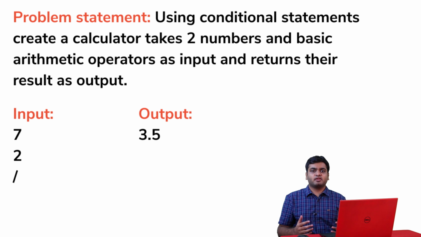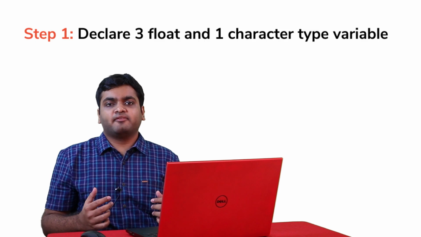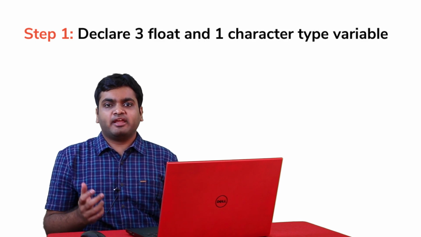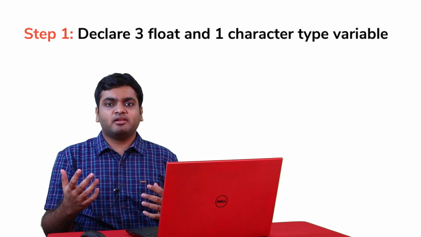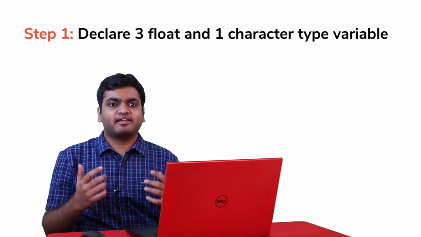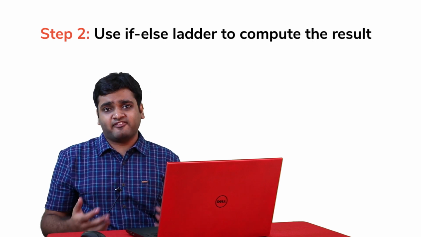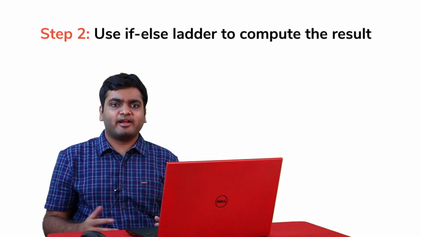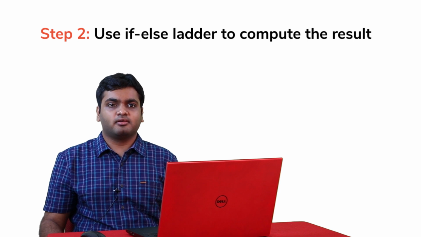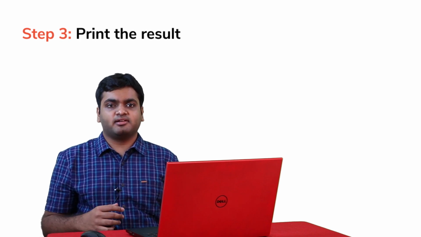Using conditional statements, create a calculator which takes two numbers and one basic arithmetic operator as input and returns the result as an output. Let's begin by planning our code. Firstly, we require two float variables for input and we need another variable for output. We also need a character data type variable to input the operator. Then using an if-else ladder, we can compute the required equation based on the input operator. Finally, we'll print the result. Now that we have finished planning, let's get coding.